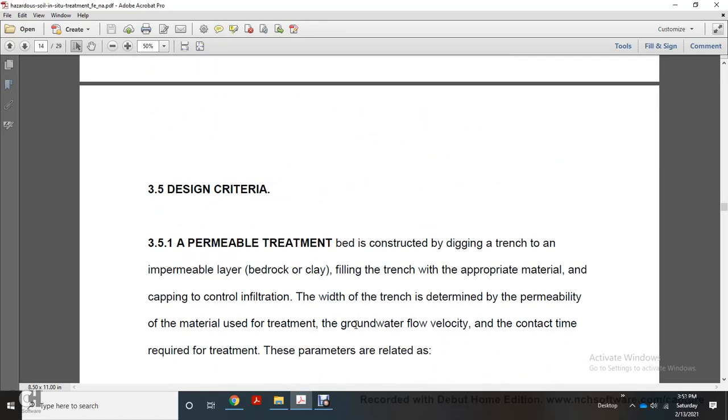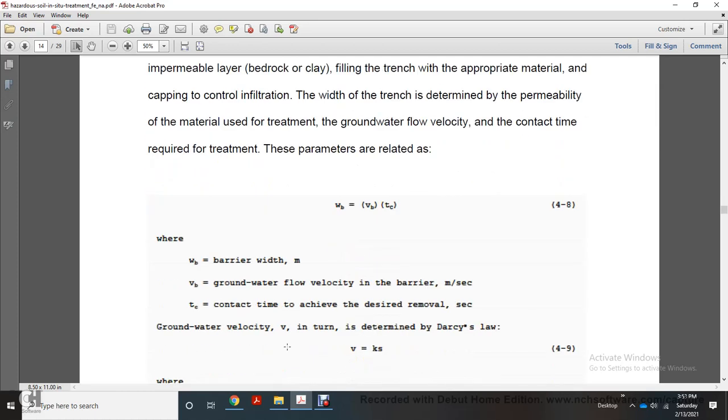3.5 Design criteria. The permeable treatment bed is constructed by digging a trench down to an impermeable layer, bedrock or clay, filling the trench with appropriate material, and capping with controlled infiltration. The width of the trench is determined by the permeability of the treatment material, the groundwater flow velocity, and the contact time required for treatment. The barrier width equals the groundwater flow velocity in the barrier times the contact time required to achieve the desired removal, and the groundwater velocity v is in turn determined by Darcy's law.